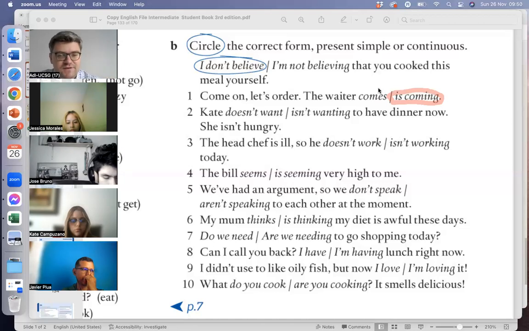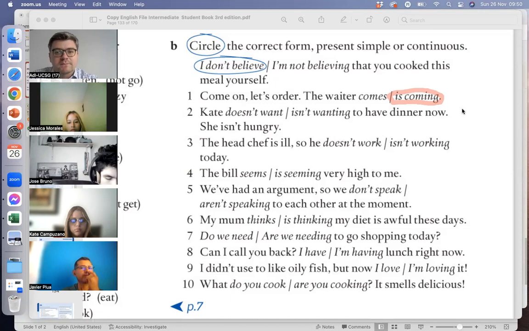Just see and feel how it sounds. A lot of times you will see that. So in this case, you're absolutely right. With this verb, we are going to be using present simple and not present continuous. Kate doesn't want to have dinner now. She isn't hungry. So in this case, because of the verb, we are going to be using present simple and not present continuous.